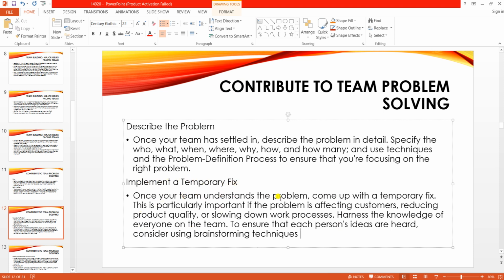Once your team understands the problem, you need to come up with a temporary fix. This is particularly important if the problem is affecting the customer, reducing the product quality or slowing down work processes. And also you need to harness the knowledge of everyone on the team. Also, you need to ensure that each person's ideas are heard. Consider using brainstorming techniques.